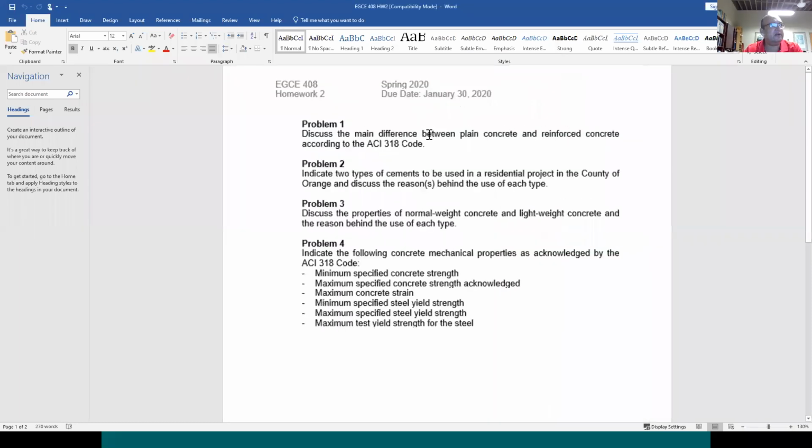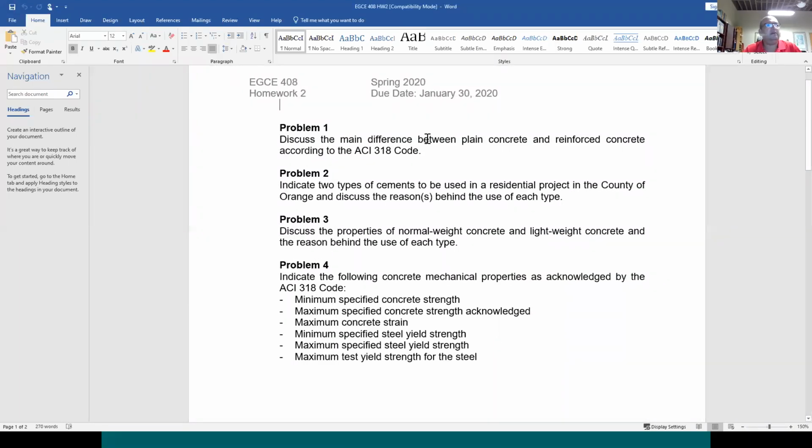You see my screen, right? Yes, I see your screen. Okay. Any other questions on this? The other one, the plain concrete.